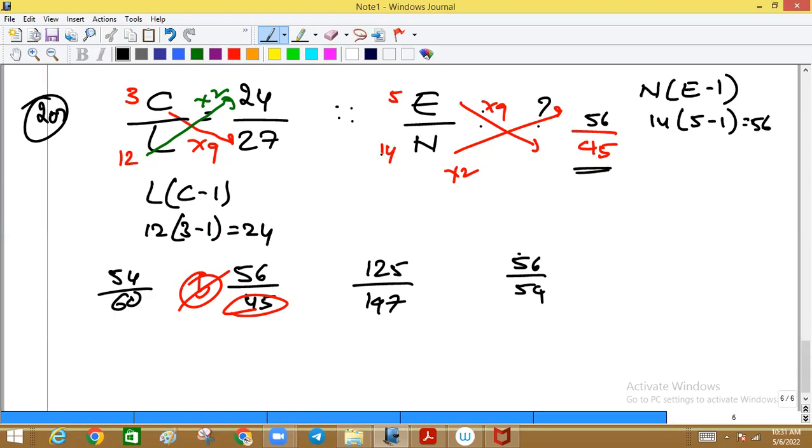Or simply you can write like 14 into 5 minus 14. Then also you'll get 56. So again, this is a moderate to difficult level question in the exam. Okay, next.